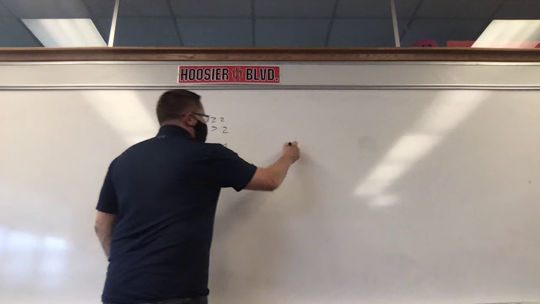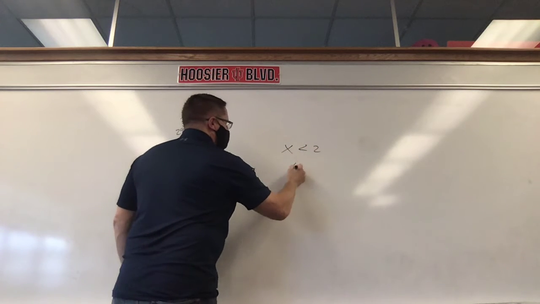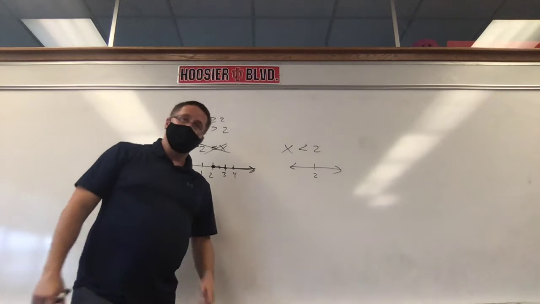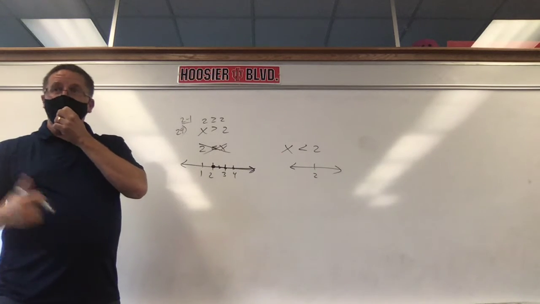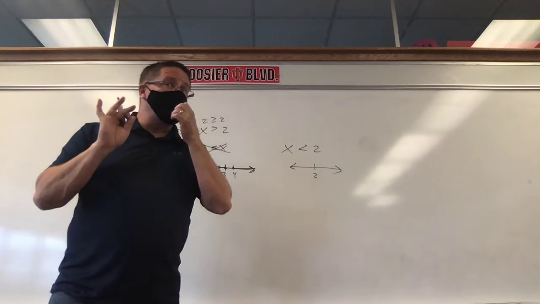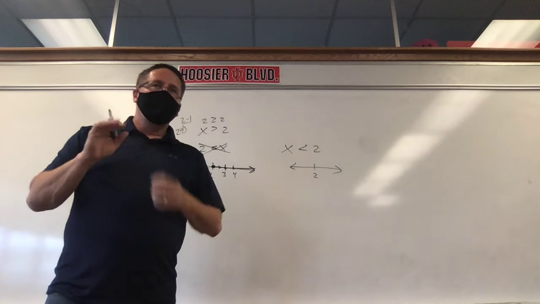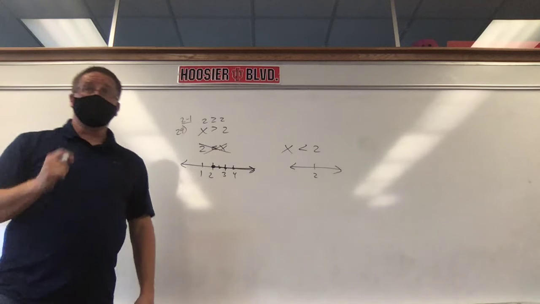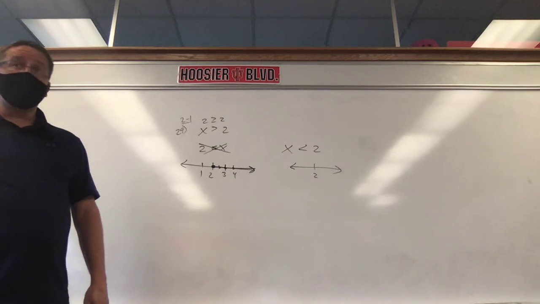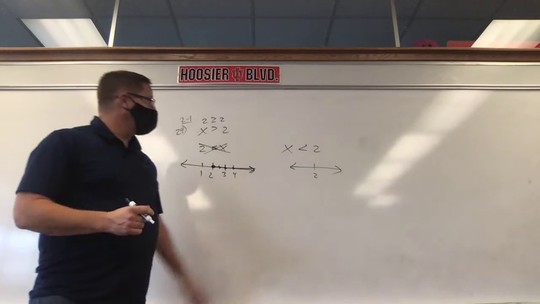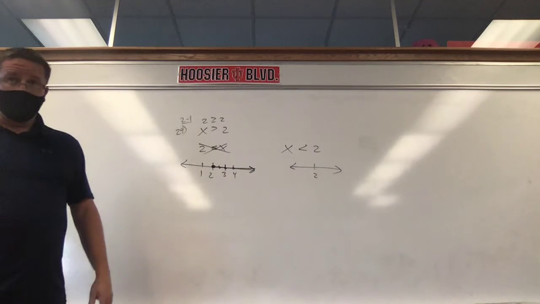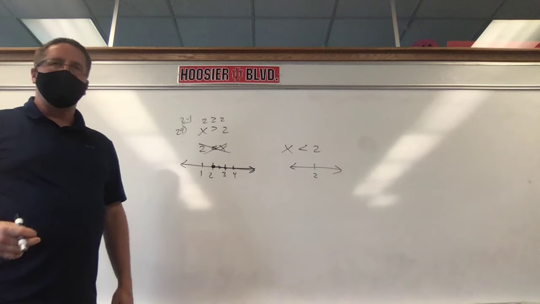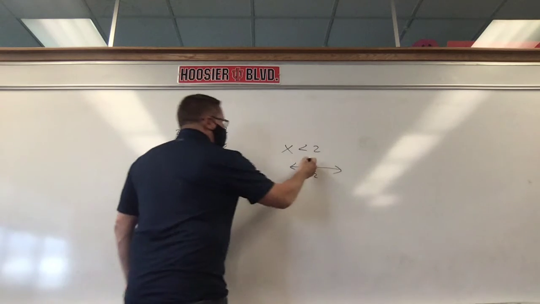Now, what if it said this? Which way would we shade? To the left. How come? Because it's pointed to the left. Now listen carefully. I already said it once. I'm going to say it again. True or false? The inequality always points the way you shade. Almost true. It points the way you shade if x is on the left. If you always write x first, or whatever variable you're using, it will point the right way to shade. So I'd shade to the left.